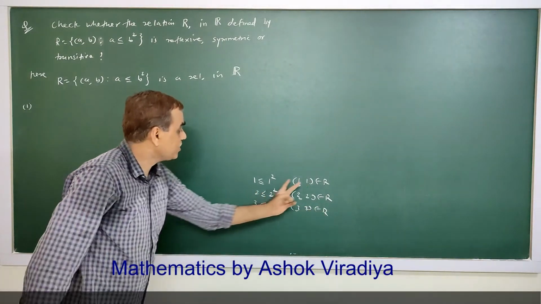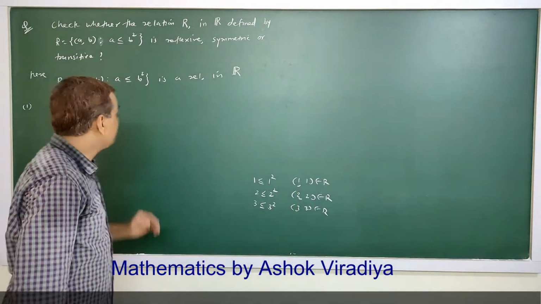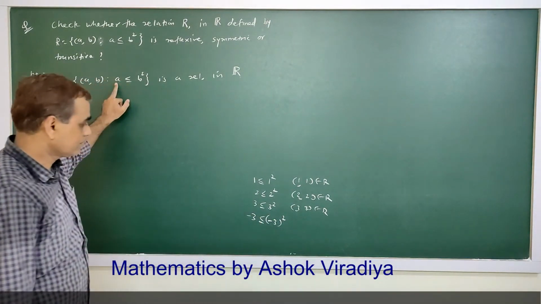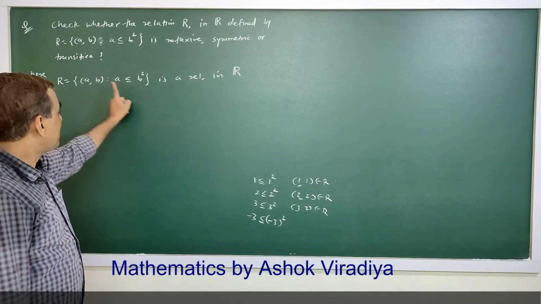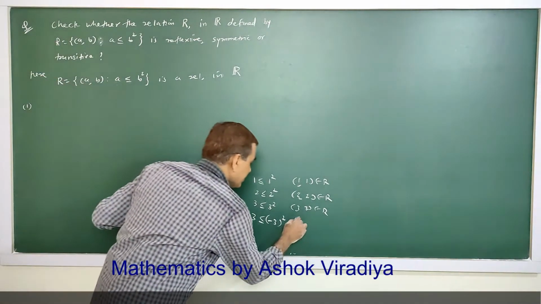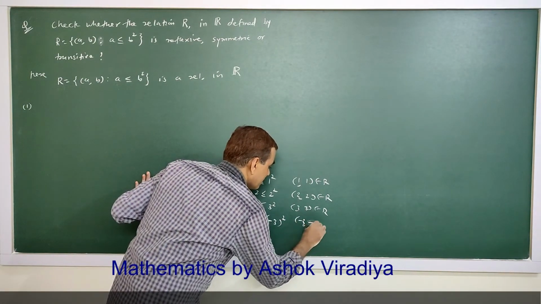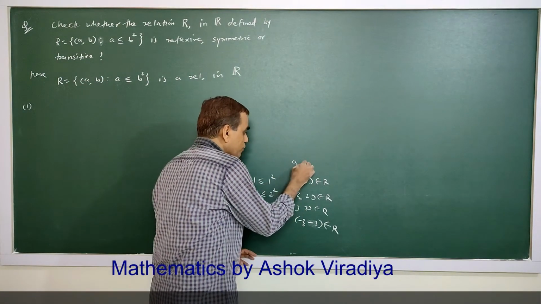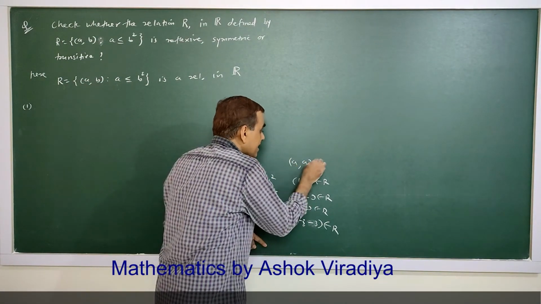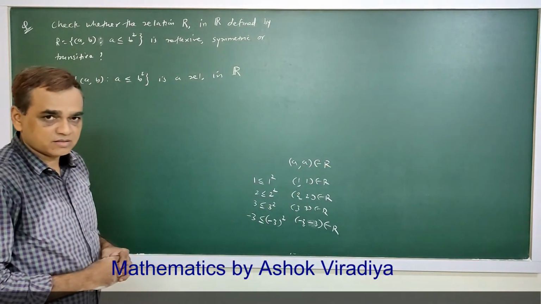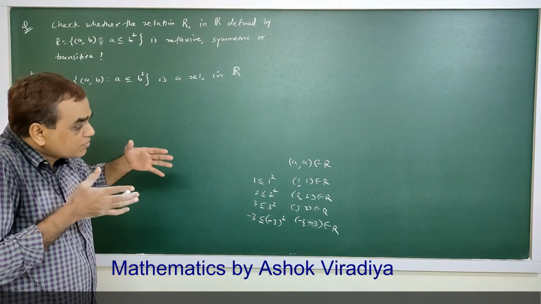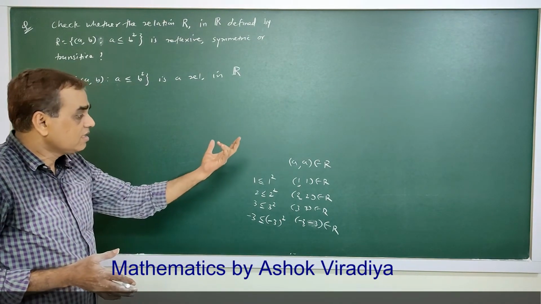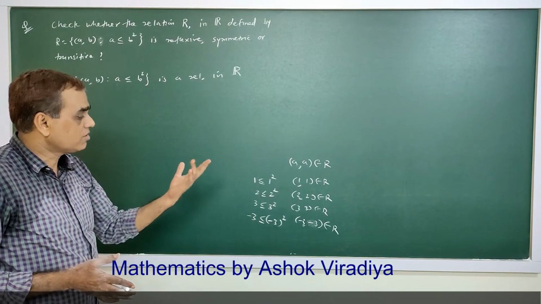So if you check for integers, if you take a negative, -3 is less than or equal to -3 squared, this is also true. So -3 belongs to R. By observing these examples, you can see that (a, a) is coming in R. So from the first observation, you can say that this is reflexive because (a, a) belongs to R.